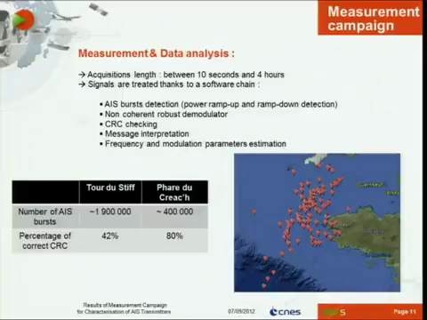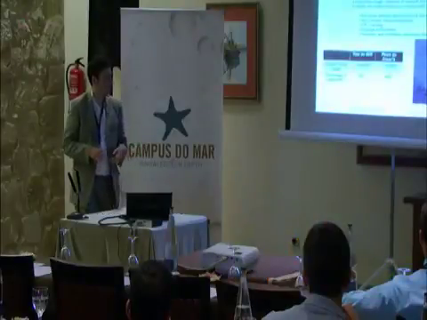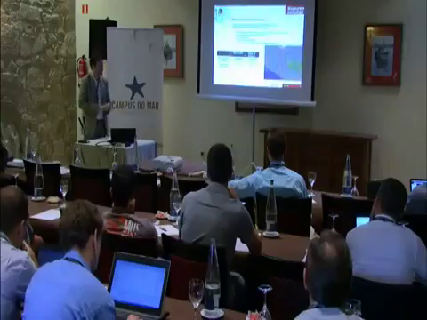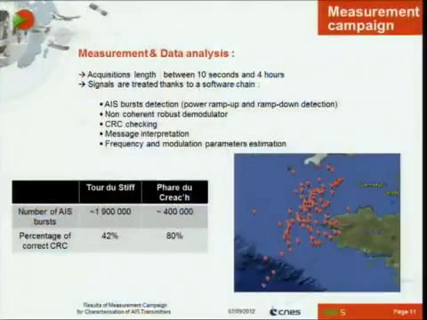Here is given an example of the detected bursts on one acquisition. More than 2 million AIS bursts have been detected in the received signal, but in the Phare du Créac'h, 80% of these AIS bursts had correct CRC, and in the Tour du Stiff, only 42%. This is a lower percentage due to the fact that in this tower there was a lot of interference. But finally, more than 1 million AIS bursts with a correct CRC have been analyzed.